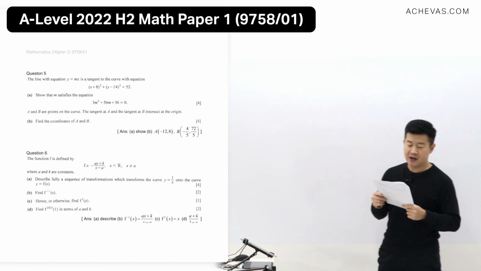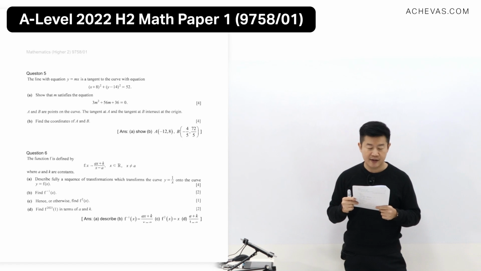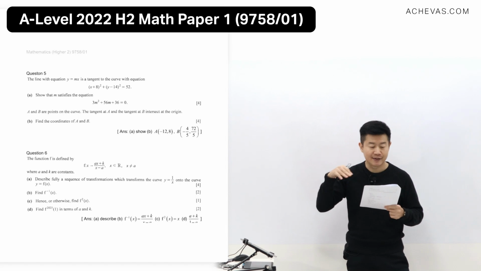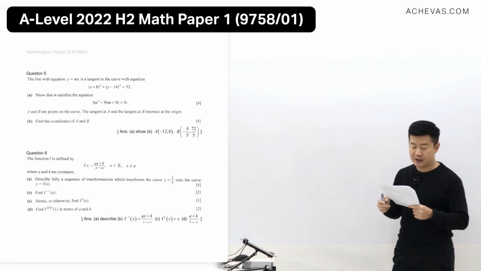For question number 5, we have a line y is equal to mx. This is a linear line and it is tangent to the curve that is given to us. In fact, this curve is a circle. So we are supposed to show that m satisfies that equation over there.